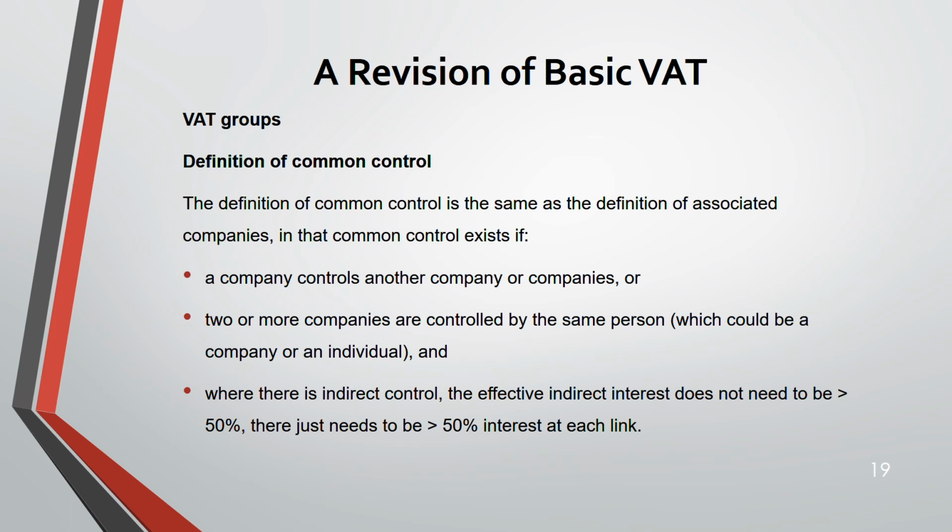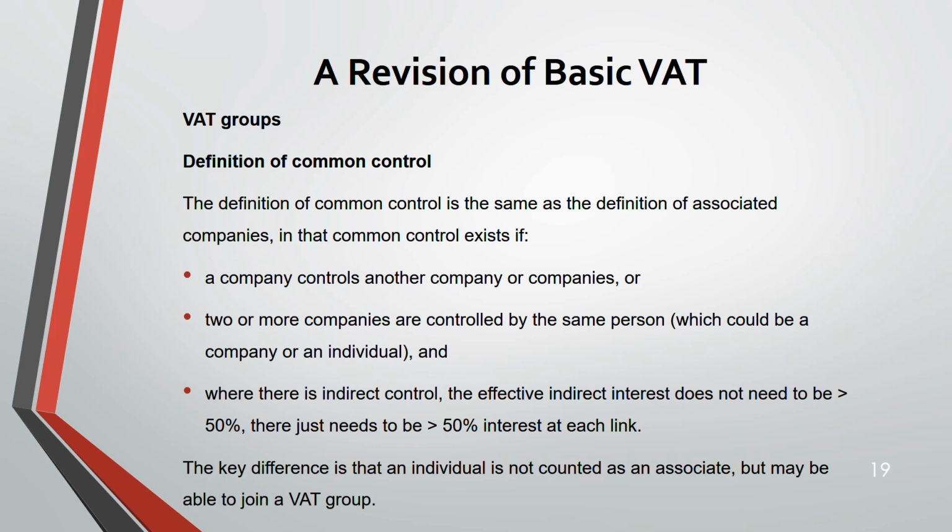Let's say parent is having subsidiary 1, subsidiary 1 is having subsidiary 2. So parent should have greater than 50% in subsidiary 1. Subsidiary 1 should have greater than 50% in subsidiary 2. Not necessarily parent should have greater than 50% in subsidiary 2. That's what it means. Now, the key difference is that an individual is not accounted as an associate, but may be able to join a VAT group.